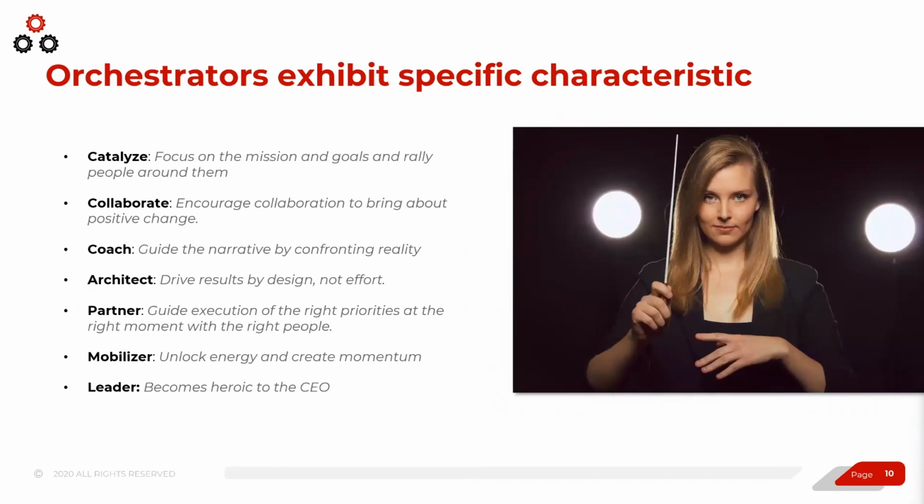To help bring this to life a little bit more, I wanted to give you some thoughts around the characteristics of orchestrators. I outlined six characteristics and we went through each. One of the things that a member of our community did was provide some additional thoughts around that and said, hey, you know what? Here's what I'm seeing. I'm seeing that we're catalyzers. We're collaborators, we're coaches, we're architects, we're partners. We mobilize and we lead. So what does each of these mean to you?